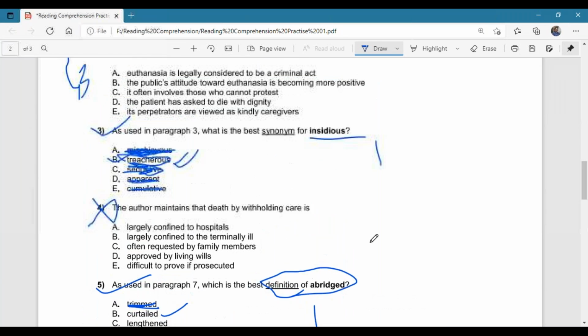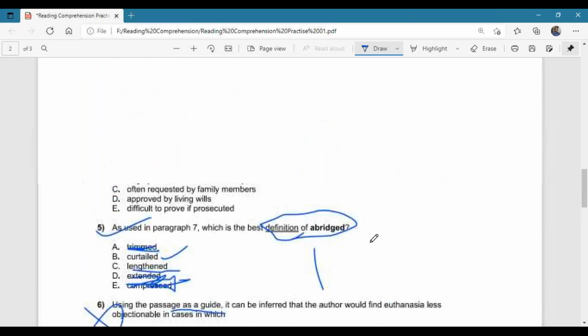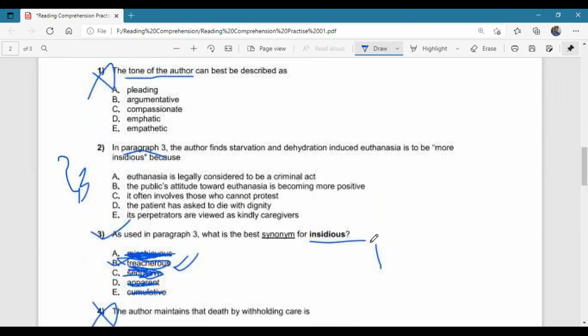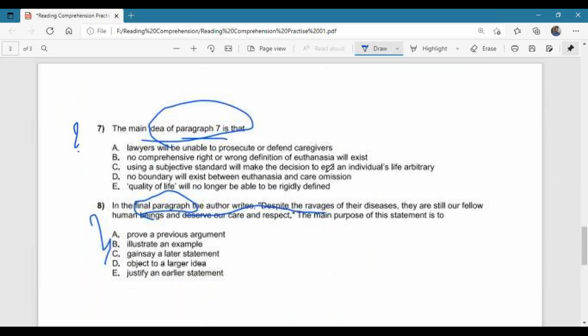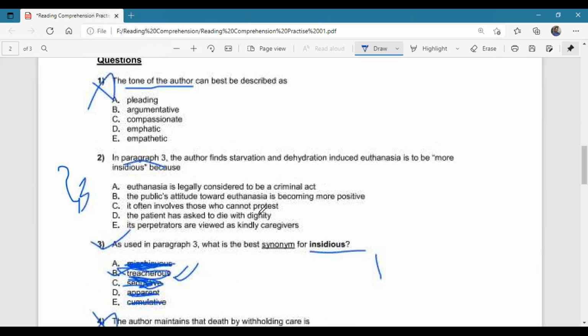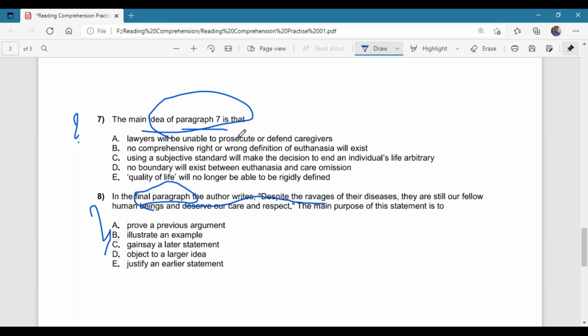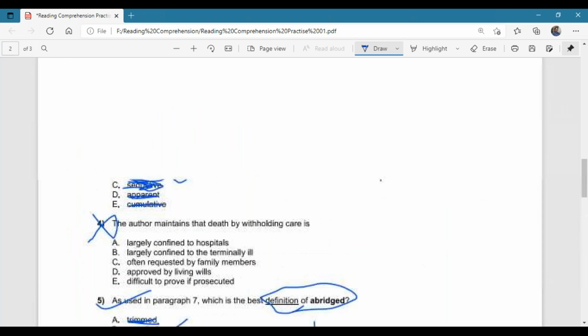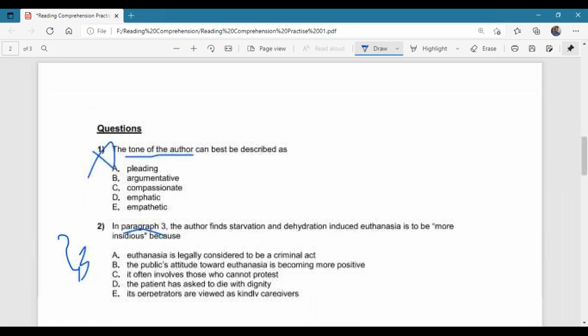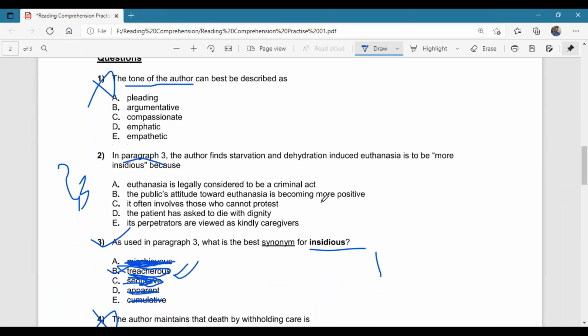Yes or no? Now, I put a question mark to a few questions, right? Let us focus on those questions. Paragraph 7, final paragraph, and also paragraph 3. So let us focus on this one first. Paragraph 7, what is the main idea of paragraph 7? And in the final paragraph and also on paragraph 3. Now let us focus on question number 2.